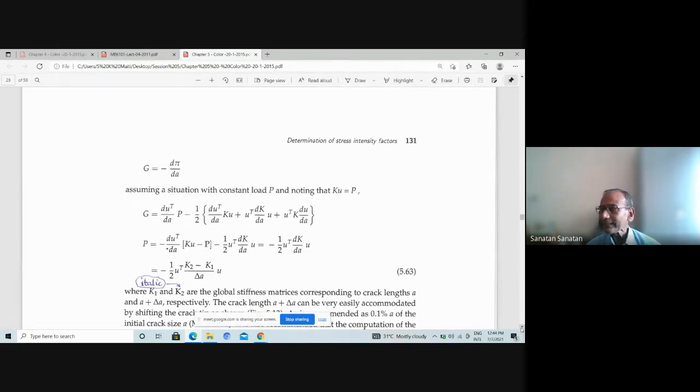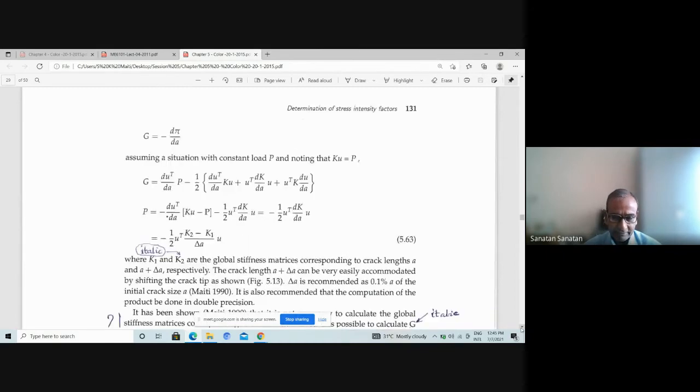So this is a case wherein you can avoid computations of two problems. You just have computation corresponding to the given problem, and then you can very easily evaluate this quantity. That is what is called the stiffness derivative procedure. So if you can find the rate of change of stiffness with respect to crack size, then if you have the value of the displacement for a particular crack size, you can evaluate this energy release rate and hence the SIF. So that was something which gives this relationship.